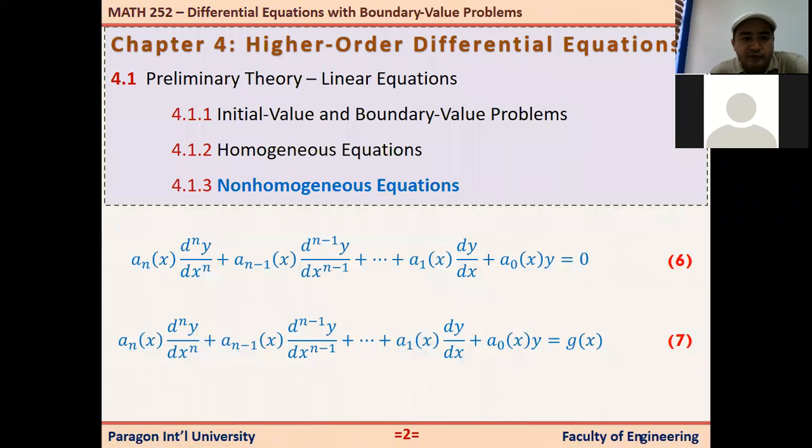We are in the first part of chapter 4, the higher order differential equations. In 4.1, preliminary theory, linear equations, we are learning initial value and boundary value problems. What is their definition, and how should we determine these things? And homogeneous equations and non-homogeneous equations, we need to have some knowledge about these concepts. Then after learning this in 4.2, we start solving differential equations.